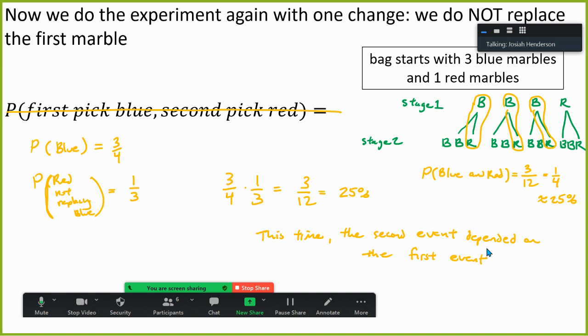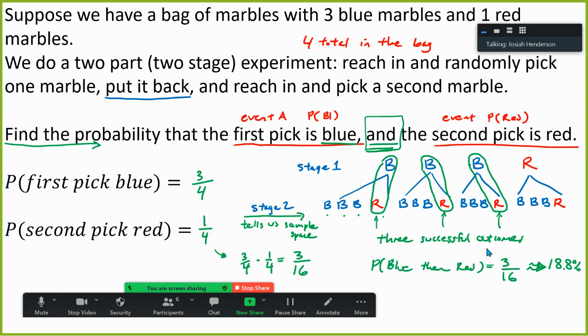I'll keep this on the screen if anyone's still writing. And then I want to basically define both of the types of events we just saw, and we'll formalize the formulas for each case. The first event we did back here is an example of independent events because we replaced that blue marble. So the second event was completely fresh and brand new, and it didn't matter what happened the first time. It didn't matter what we picked out of the bag of marbles. They were independent of each other.